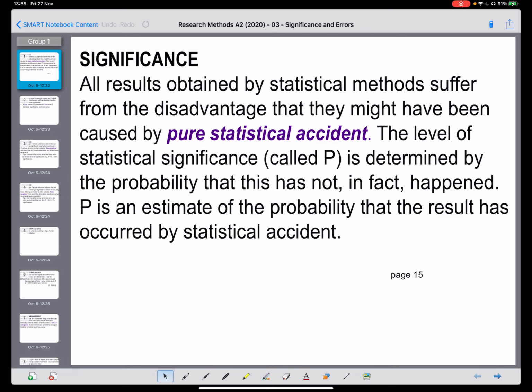Hello, this is Mr. Rivera, and I'm going to be talking you through some of the research methods, specifically looking at significance and errors. This is part of the A2 course, but it's also leading up to the inferential statistics section where we ask the question, what do we actually do when we do research?